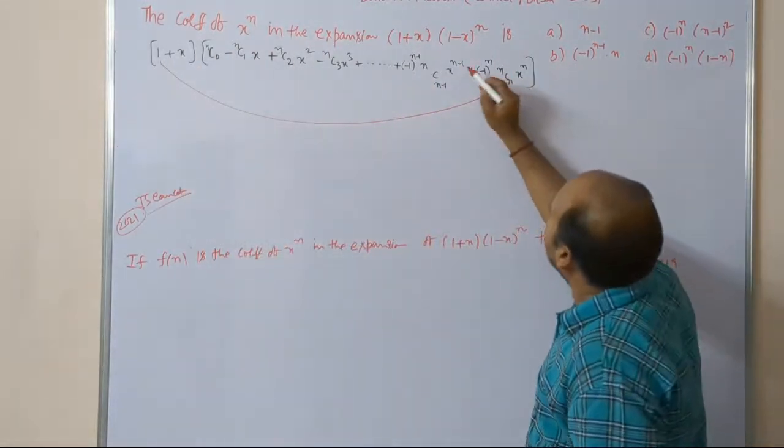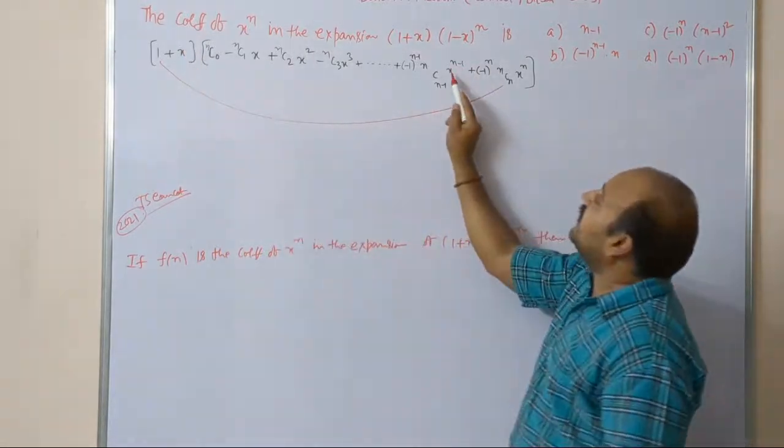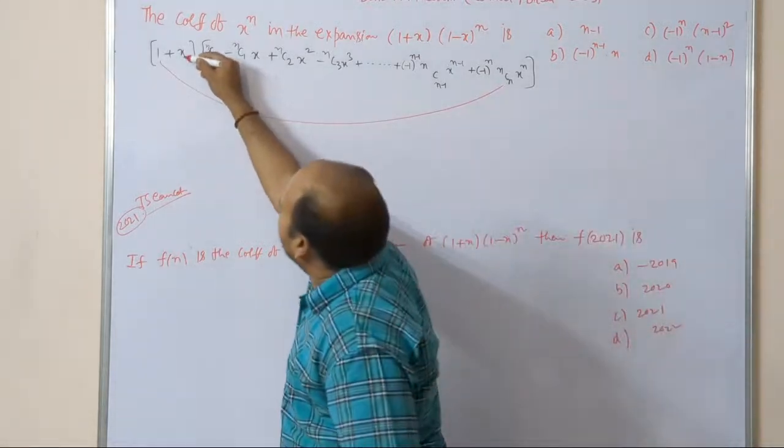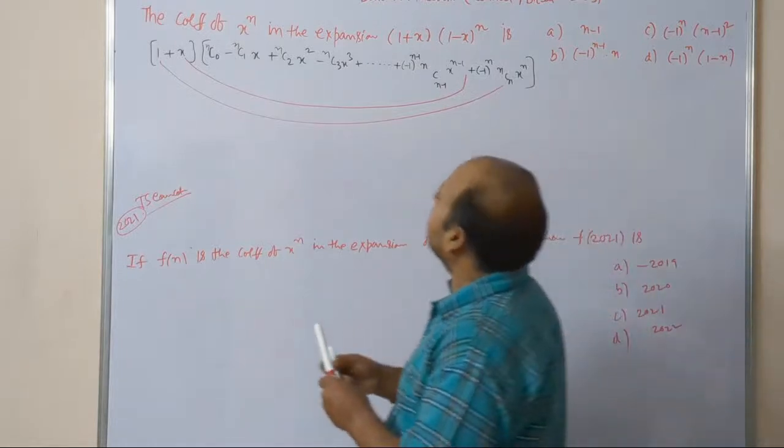Next, here x power n minus 1 into x. Here x power is 1, here x power is n minus 1. Bases are equal, positive bracket, x power n only will come now. So again, these two. So what are the terms we are getting here?